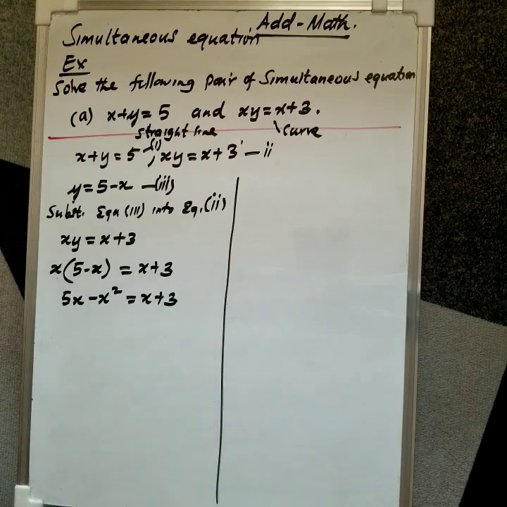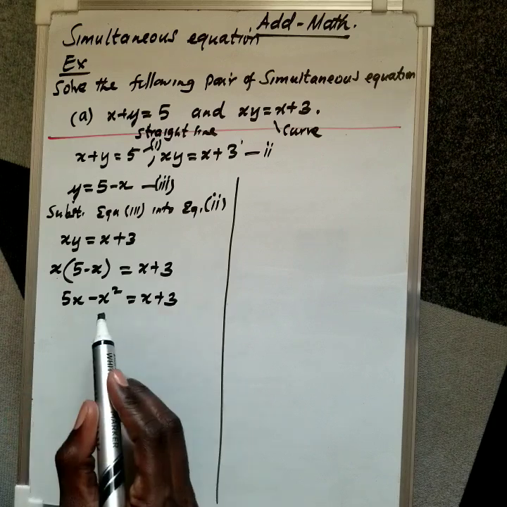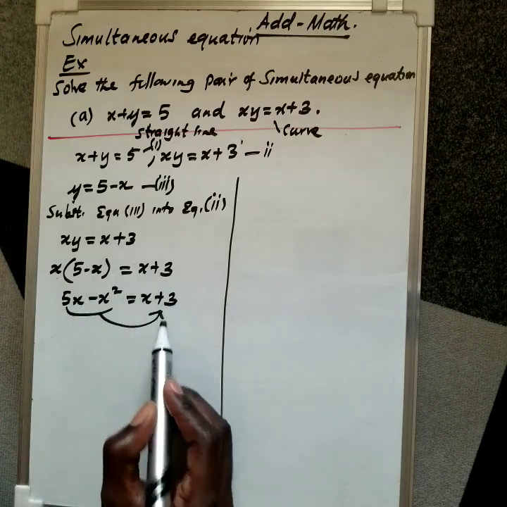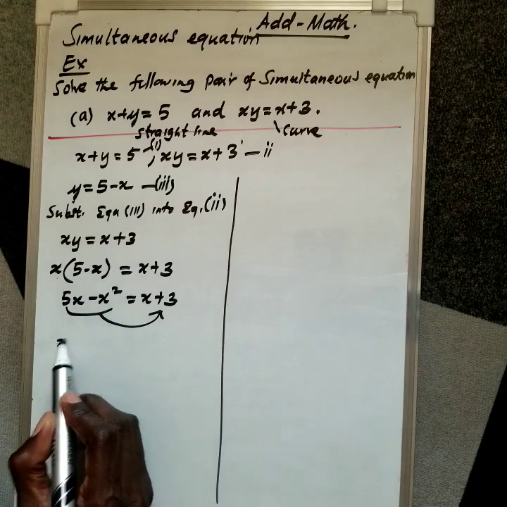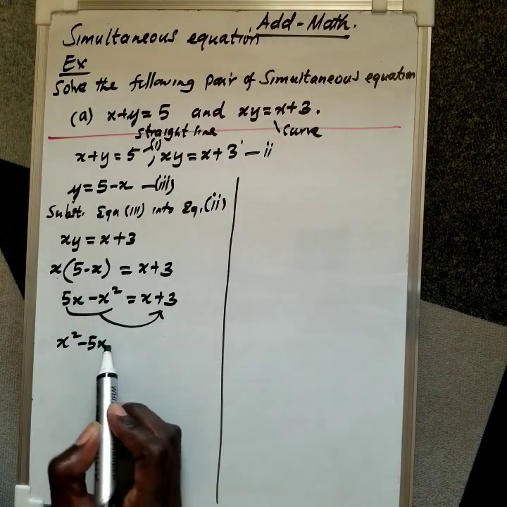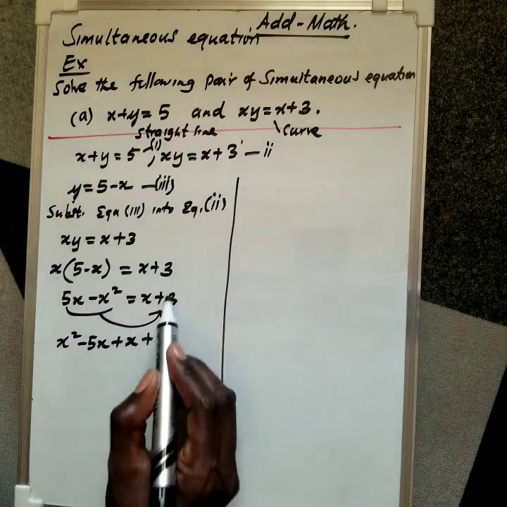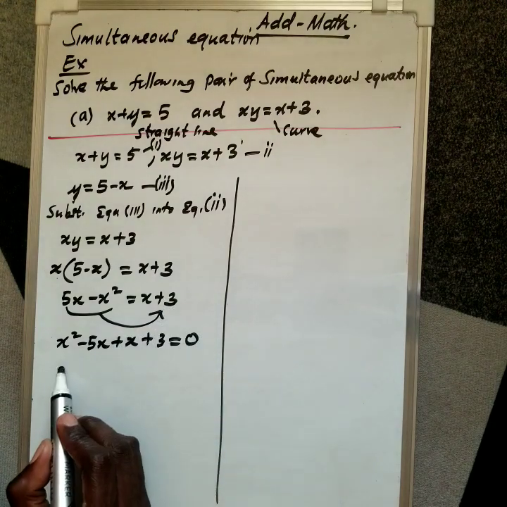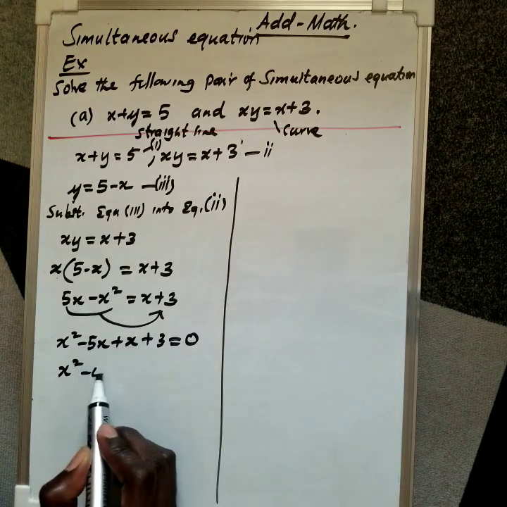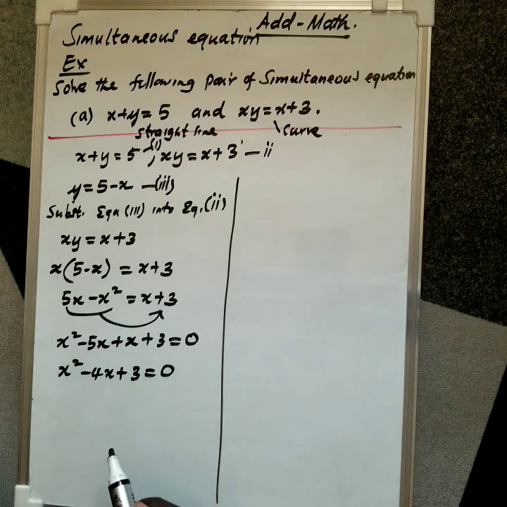Then we can try to collect the like terms. I take all the terms to the other side. This will become positive x squared. Then this will become minus 5x. Here we already have a positive x. Then on this side we have a positive 3, which is equal to 0. So x squared, negative 5x plus x will give us negative 4x, plus 3 is equal to 0.